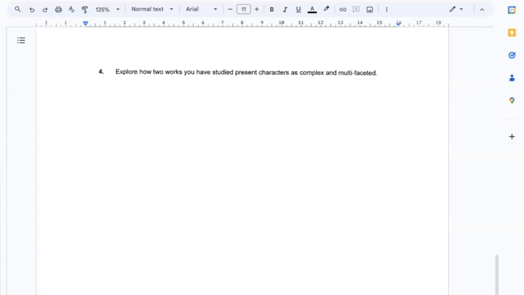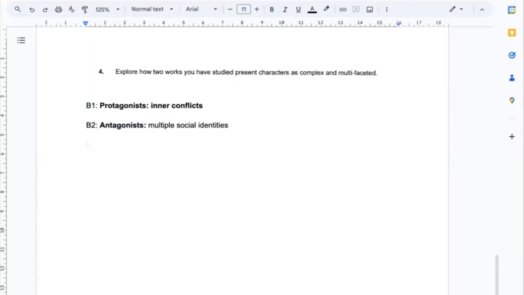So my first body can analyze how two protagonists in two works have complex and multifaceted aspects, such as they have inner conflicts. And body two, I can talk about how antagonists of two works present similar features, like they have multiple or contrasting social identities. And lastly, my body three can include some character analysis on confidants of the two works. So how they change their behavior or attitude towards the protagonist, maybe.